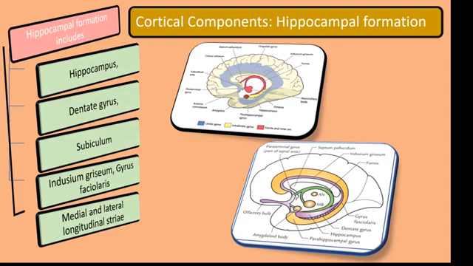Now, hippocampal formation has so many components. The major components of hippocampal formation are: 1, the hippocampus itself, called the hippocampus proper. We also have the dentate gyrus, then the subiculum. Now, we have smaller components of this hippocampal formation, which are the indicium griseum, very poorly developed, the gyrus fasciolaris. Within indicium griseum, we'll be seeing these two fibers, the medial and lateral longitudinal stria.